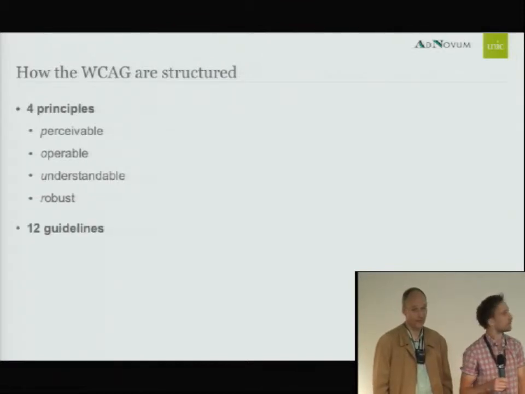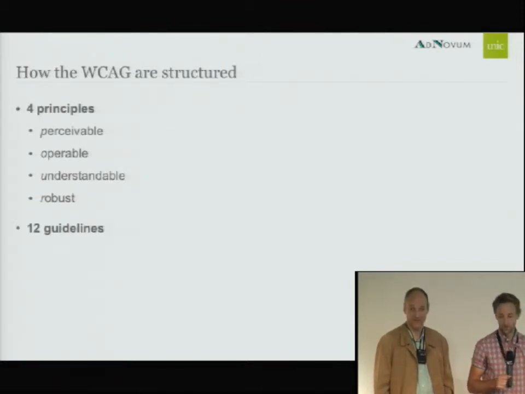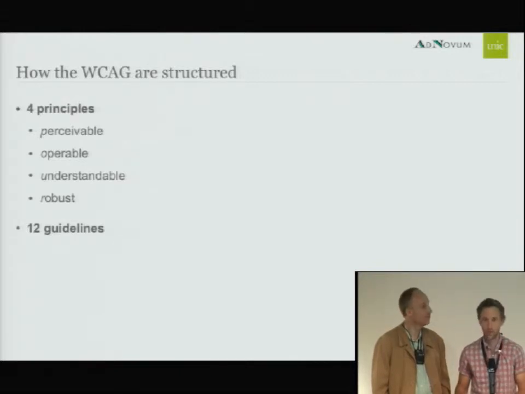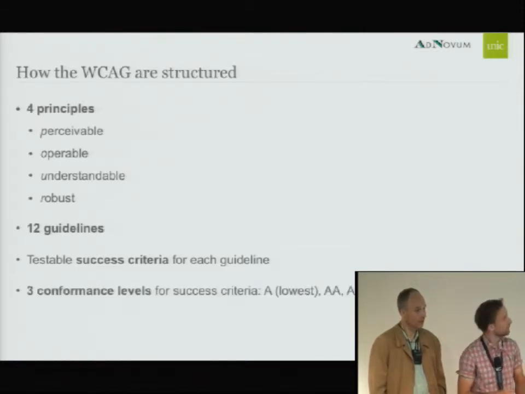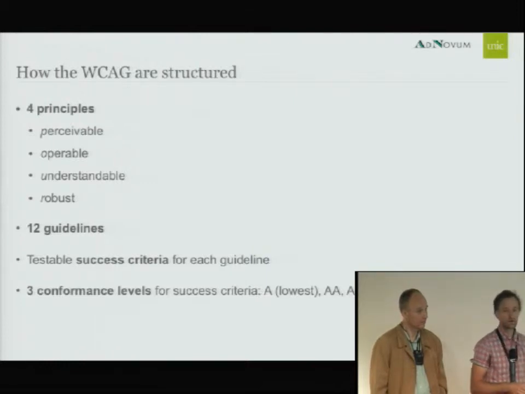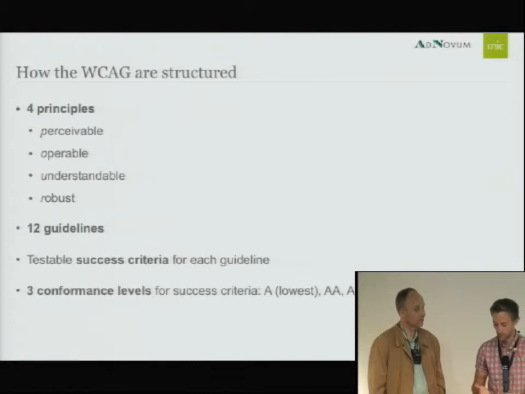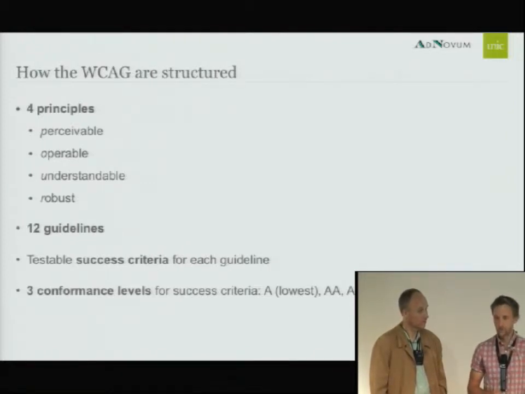Now, every principle has guidelines attached to it. There are 12 in total. And each of those guidelines has testable success criteria. And those criteria can be divided into different conformance levels. So A would be the lowest, AAA the highest. Websites of the federal government in Switzerland have to comply to AA.